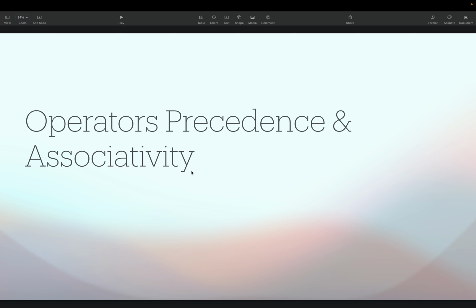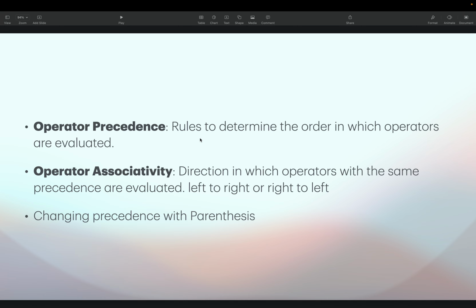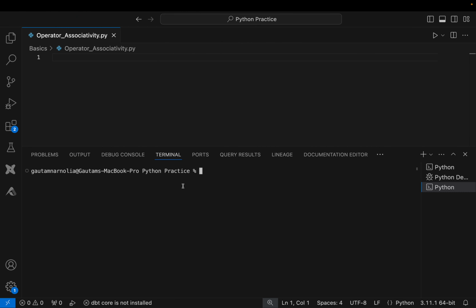So in the last lecture we covered operator precedence. In this lecture we will cover what operator associativity is. Associativity is nothing but the direction in which operators with the same precedence are evaluated. In Python, operators can be evaluated in two ways, either left to right or right to left. Generally we think it's always left to right, but no, there are some operators which are evaluated from right to left. Okay, so let's see an example.